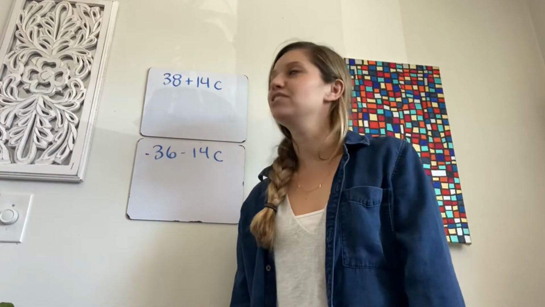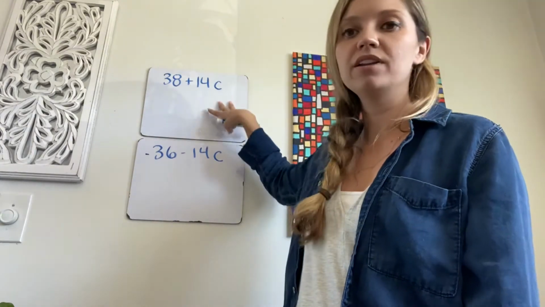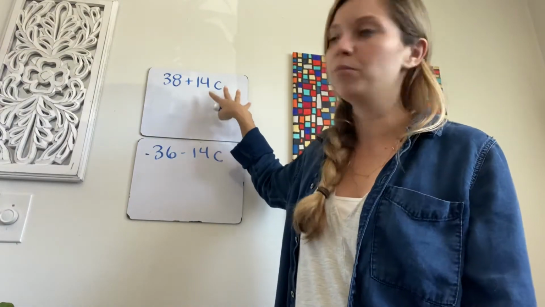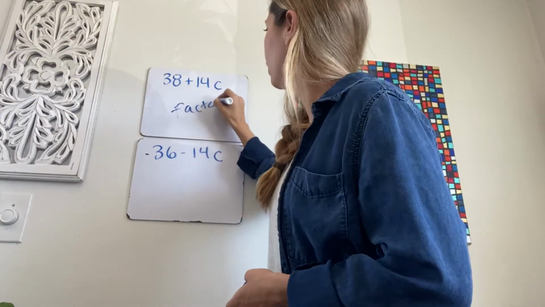Hey class, we are going to do our exit ticket corrections from yesterday's exit ticket. This is problem 1, this is problem 2. So we are going to factor. We're going to begin with problem 1. Remember, we are factoring. What does that mean?